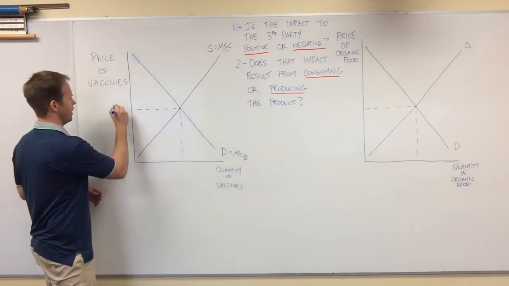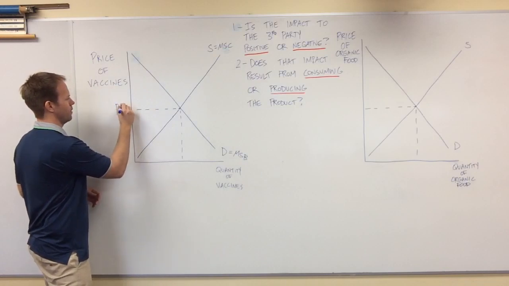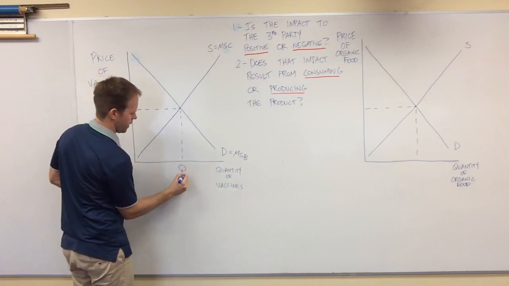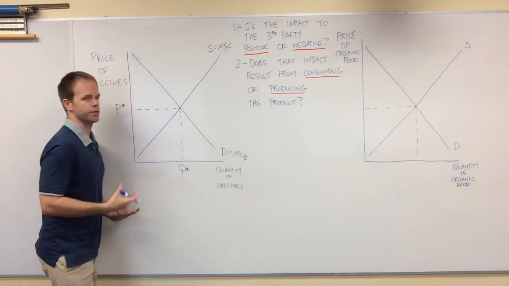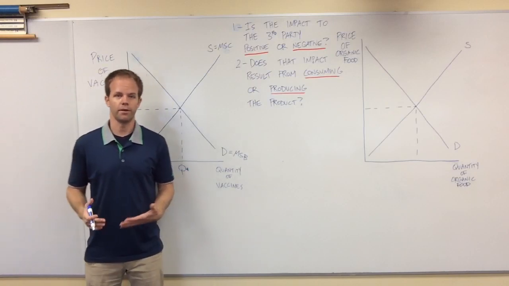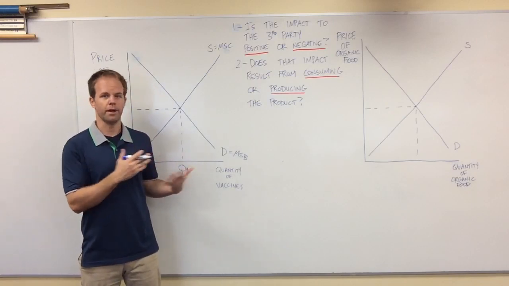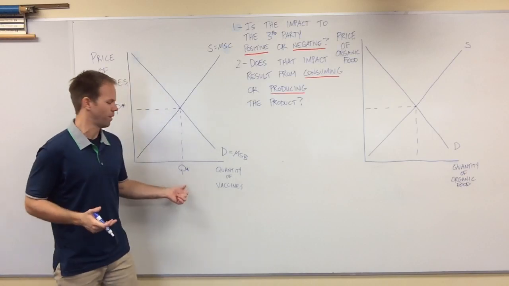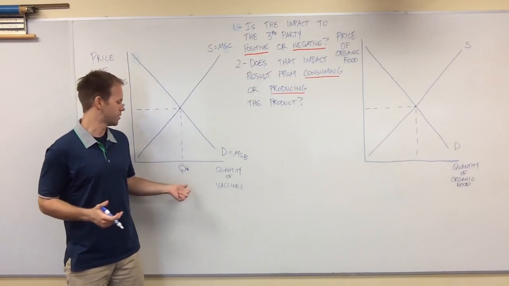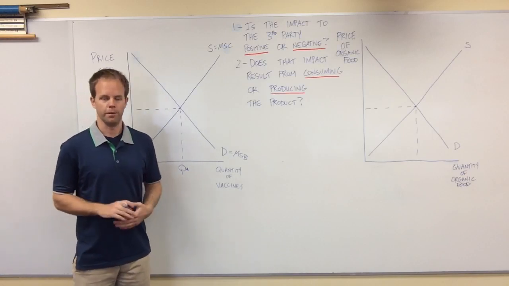Okay? So when we have these two things interacting here, we don't have an externality. We don't have market failure. We have just the right amount of supply, just the right amount of demand. We are allocatively efficient at this quantity, no problem, right?